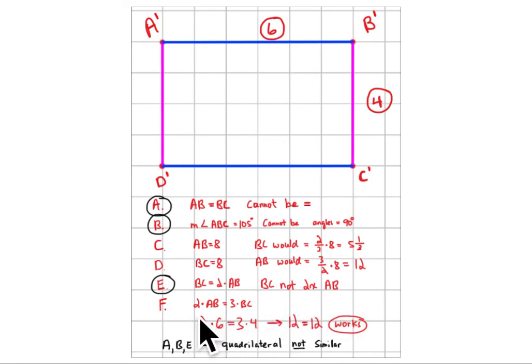And finally, the last one, if you double AB, 2 times 6 is 12, and you triple BC, 3 times 4 is 12. Does that work? And it does work. 12 is equal to 12. So if you double AB and triple BC, you can get a quadrilateral that is similar. So the answers are A, B, and E. Those quadrilaterals are not similar. So these are the practice problems for lesson 11.